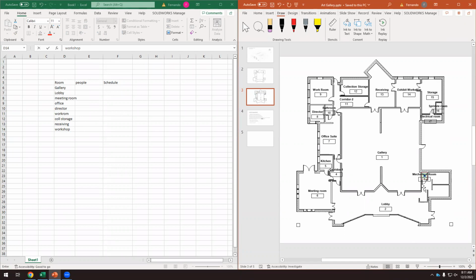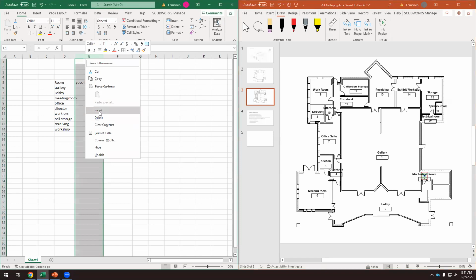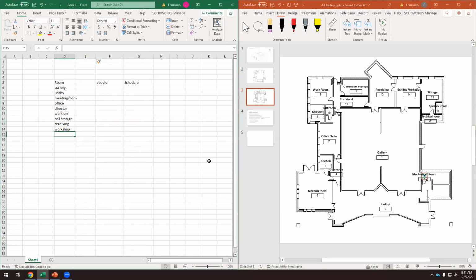Okay, so this wing, we consider that it's not heated. So we can add first another line, and we can have here the storage, the mechanical rooms, and the toilets or the restrooms. So the first thing is heated or non-heated. So that's the first decision that we have to make.